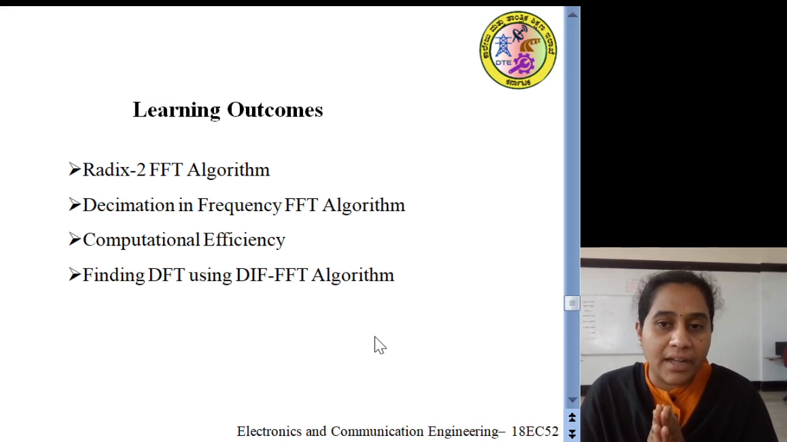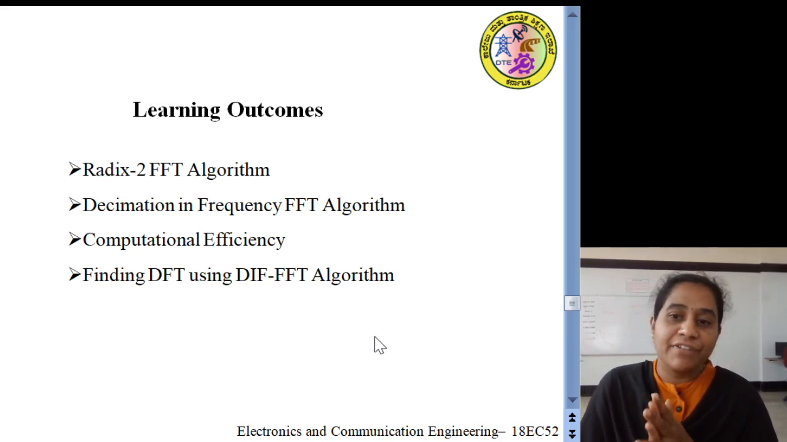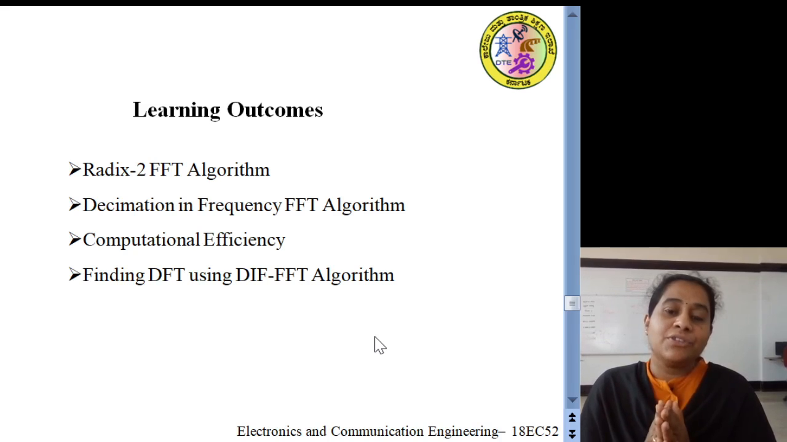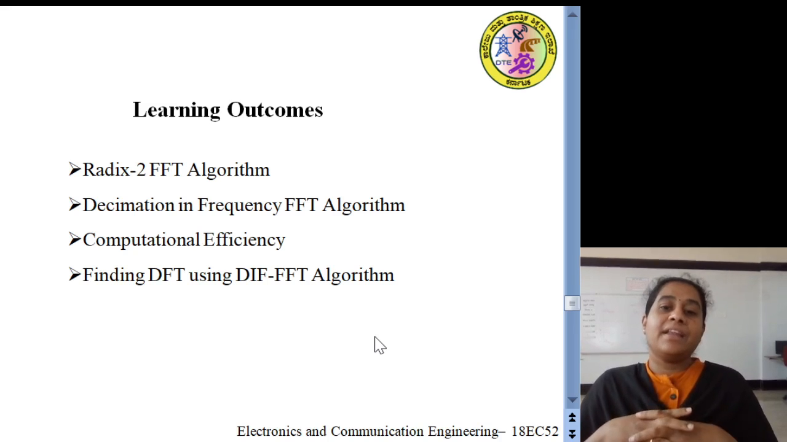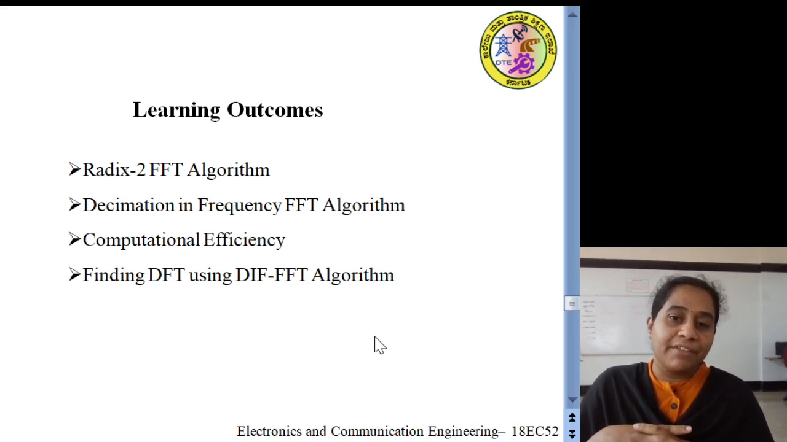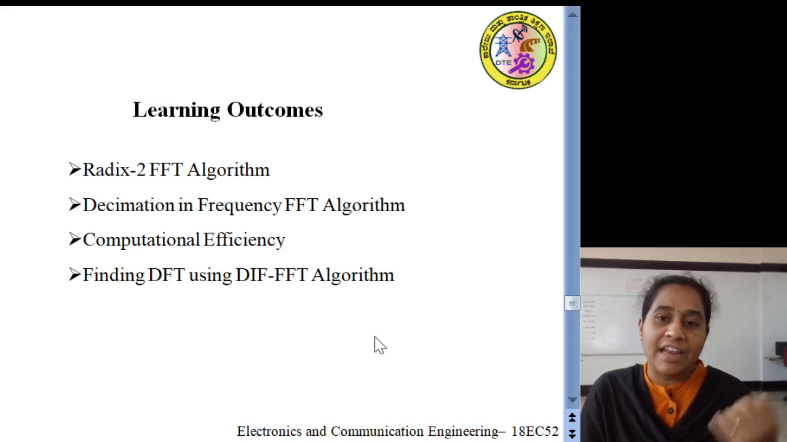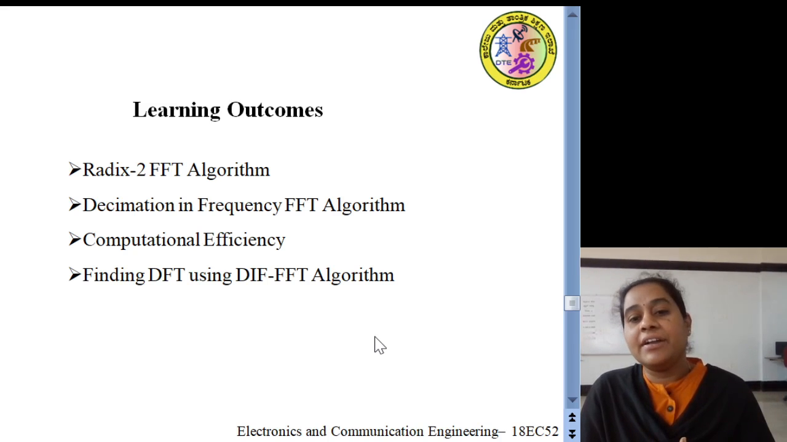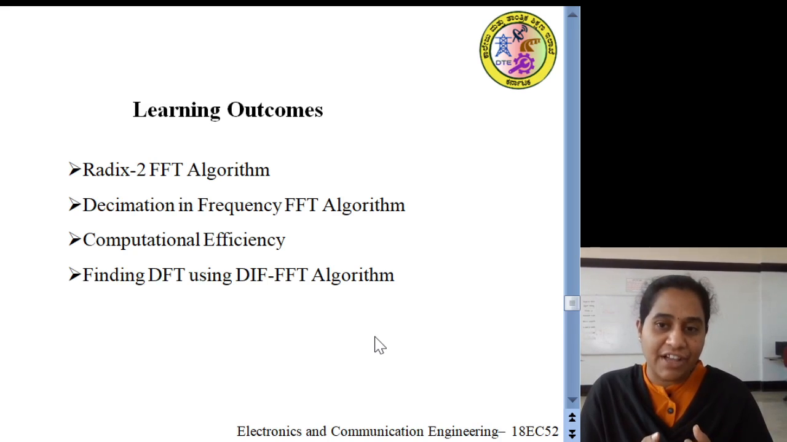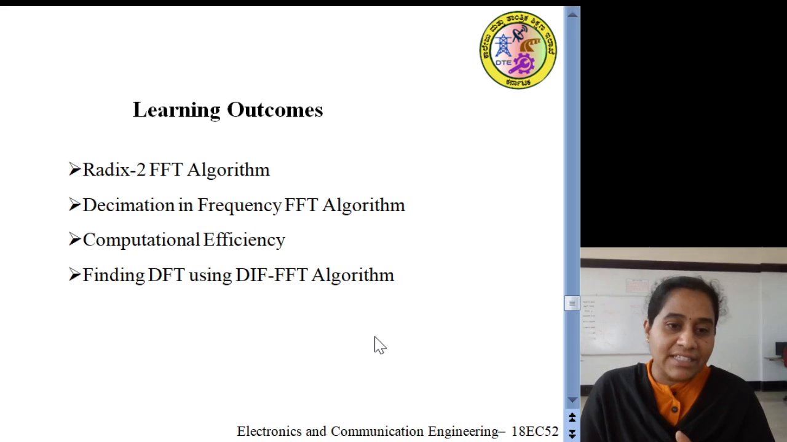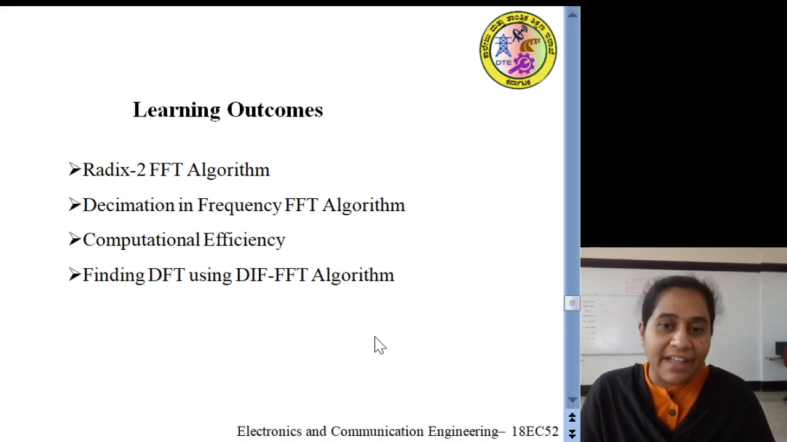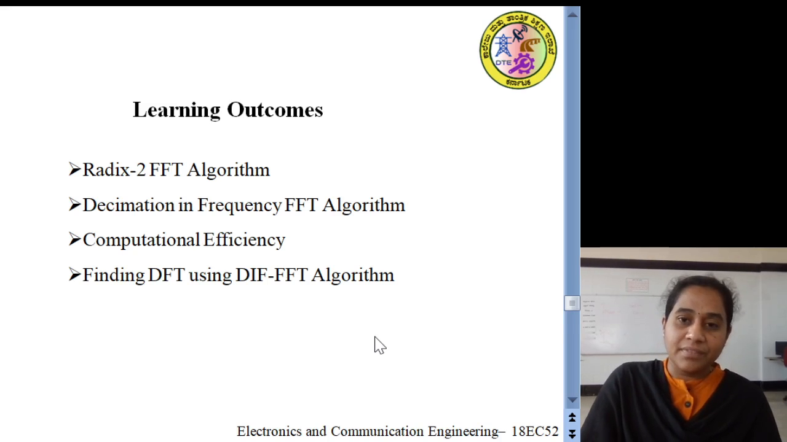Hope you understand the concept of the decimation in frequency FFT algorithm. Now let us see the learning outcomes. We tried to explain the radix 2 FFT algorithm. We began with that, then we went into the decimation in frequency FFT algorithm in detail. Then we took the computational efficiency of the algorithm. After that, we considered some illustrative examples for finding the DFT using the DIF FFT algorithm.